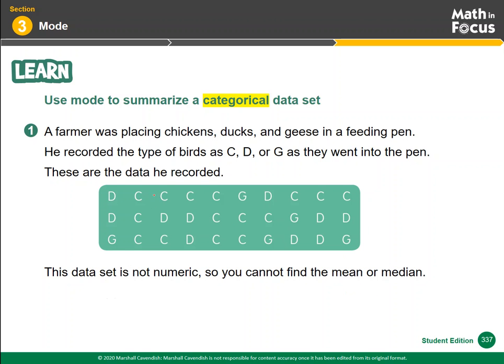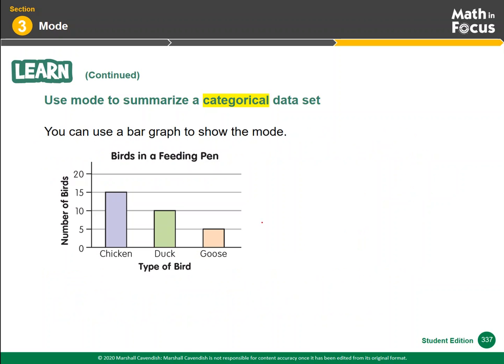What you would do is first organize the data. Just like we did before, I would cross out 1, 2, 3, 4, 5, 6, 7, 8, 9, 10, 11, 12, 13, 14, 15. So there are 15 chickens, and then I would do that for all of them, and then I would create my bar graph. By creating the bar graph, you could just count up the numbers and see them. You wouldn't need to do the bar graph, right? But the bar graph looks nice.